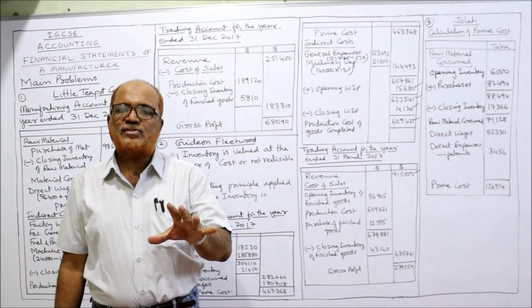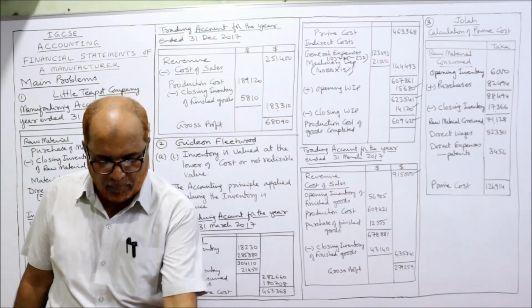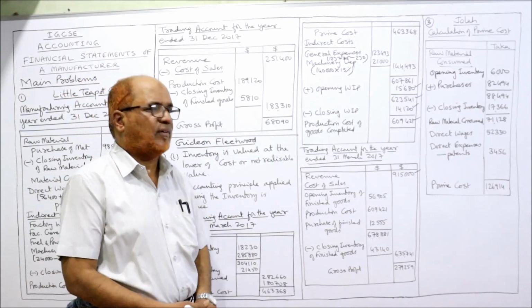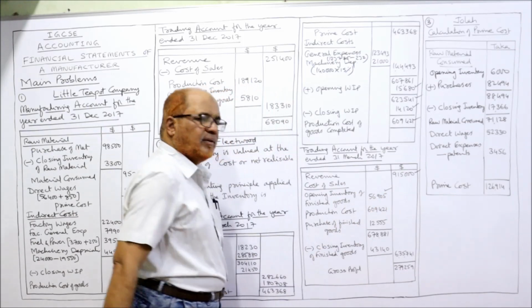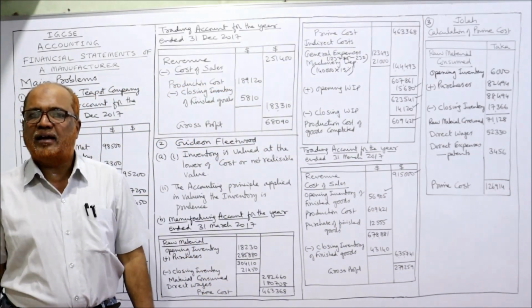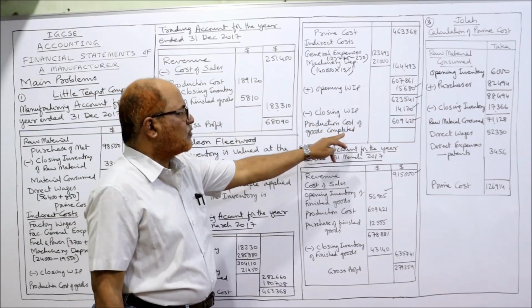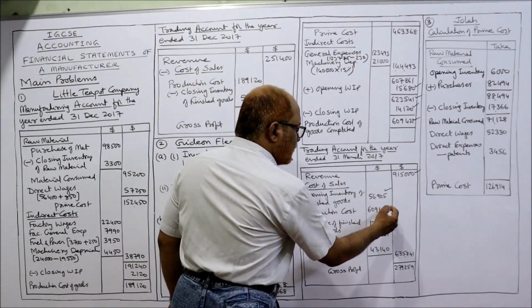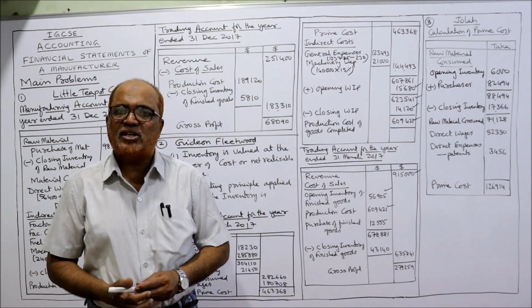How to find out cost of sales? Opening stock of finished goods. In the problem it is given. Opening stock of finished goods 56,905. So opening inventory of finished goods 56,905. To this we add production cost. Here it is given, production cost of goods completed 6,09,421. To this we add purchase of finished goods.